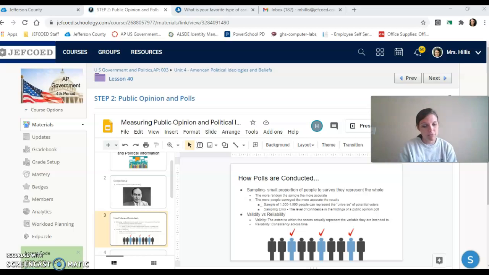And then validity versus reliability. Validity is the extent to which the scores actually represent the variable that they are intended to, and reliability is consistency across time. So it's important that you know the difference between those two terms, because at any point you could be asked, what is the validity or what is the reliability? And you'll need to know the difference.